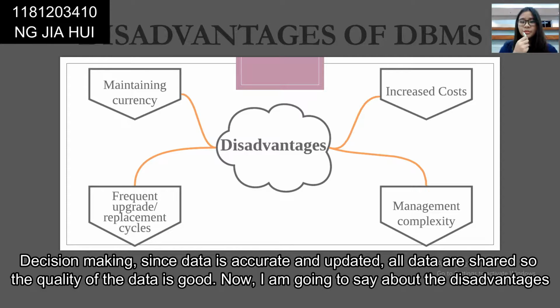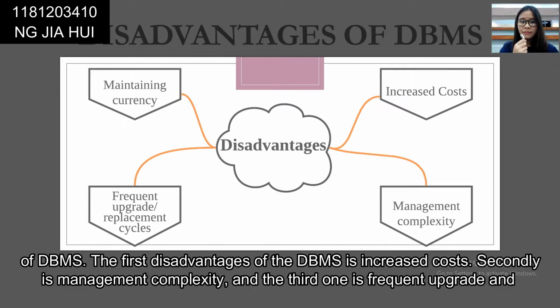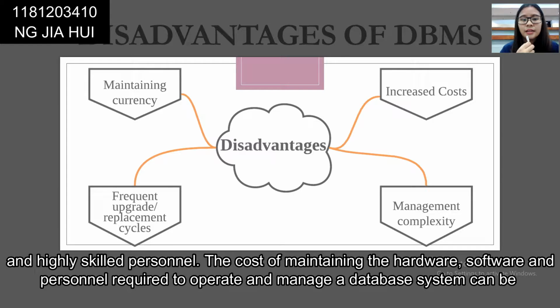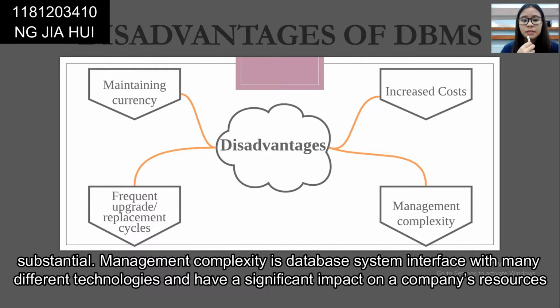Now I'm going to talk about the disadvantages of DBMS. The first disadvantage of DBMS is increased cost. Secondly is management complexity. And the third one is frequent upgrade and replacement cycle. And the last one is maintaining currency. Increased cost is that a database system requires sophisticated hardware and software and highly skilled personnel. The cost of maintaining the hardware, software and personnel required to operate and manage a database system can be substantial.